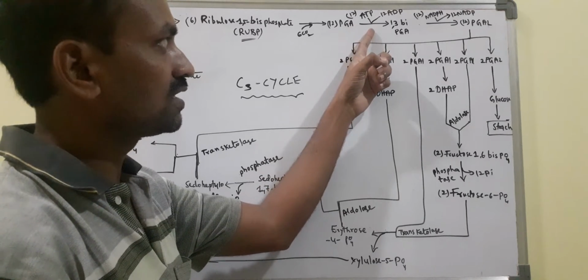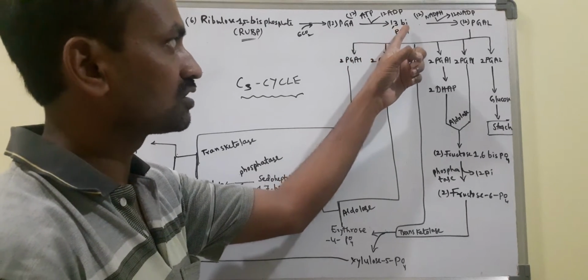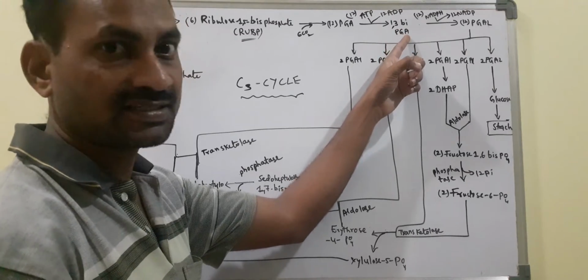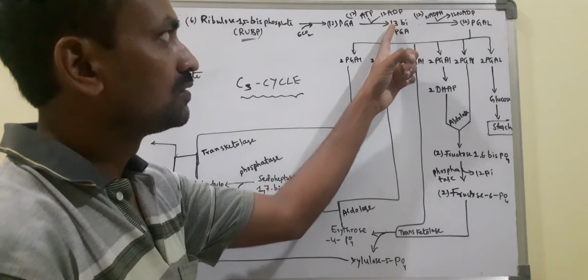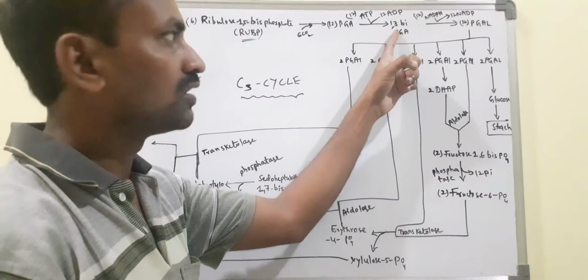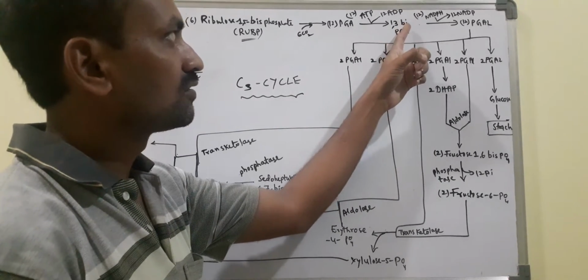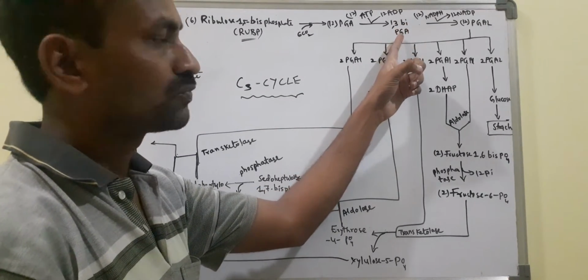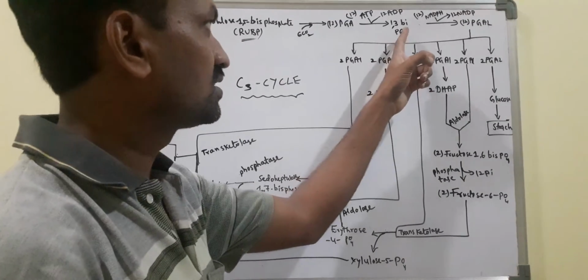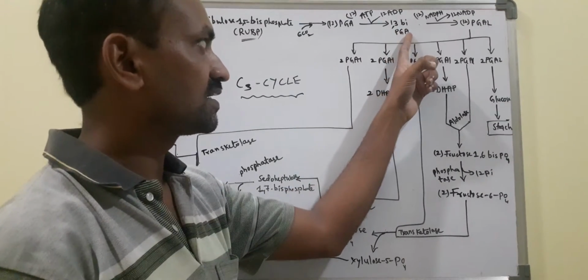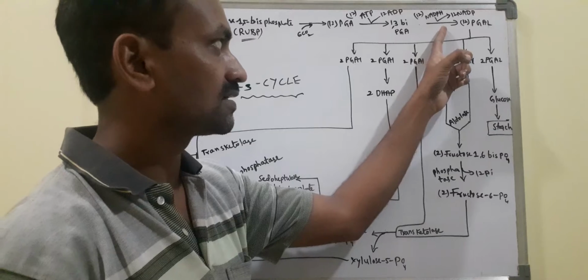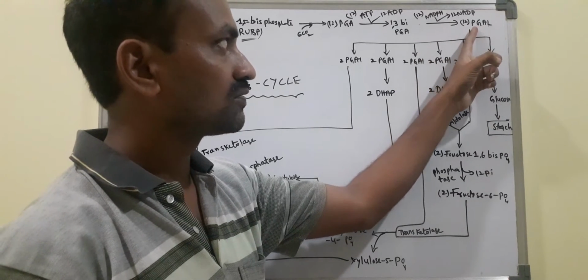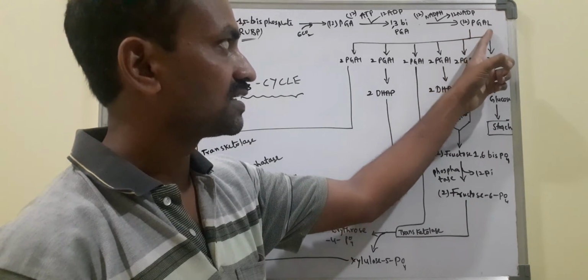Now these 12 phosphoglyceric acid molecules undergo phosphorylation and form 1,3-bisphosphoglyceric acid. That means this compound has 2 phosphate molecules, that's why we are calling it bisphosphoglyceric acid. Now this 1,3-bisphosphoglyceric acid undergoes reduction and forms 12 molecules of phosphoglyceraldehyde.